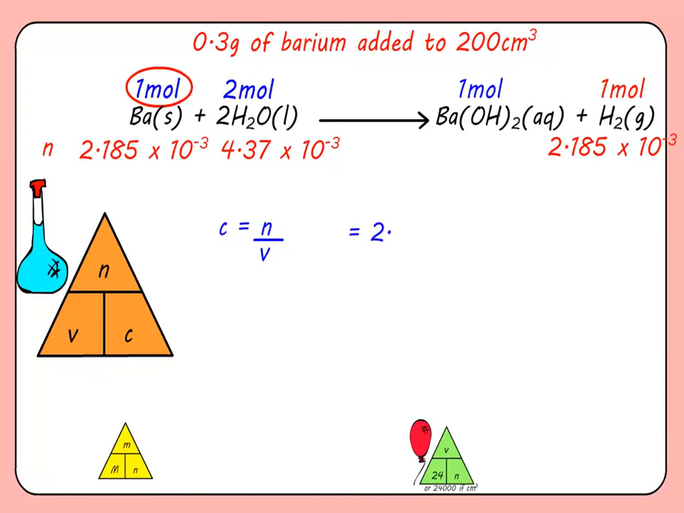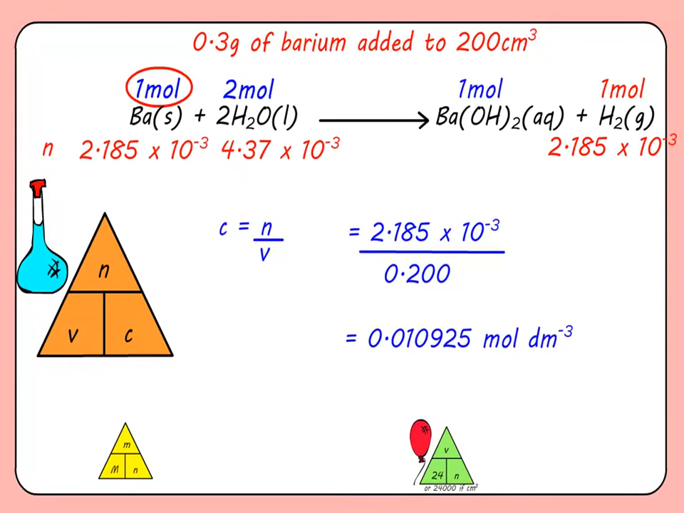So we get 2.185 times 10 to the minus 3 divided by our volume of solution. Now this is where you need to be careful, as the volume needs to be in decimeters cubed, which means dividing the 200 centimetre cubed by 1000. So we have concentration is equal to 2.185 times 10 to the minus 3 divided by 0.200, which equals 0.010925 moles per decimeter cubed.